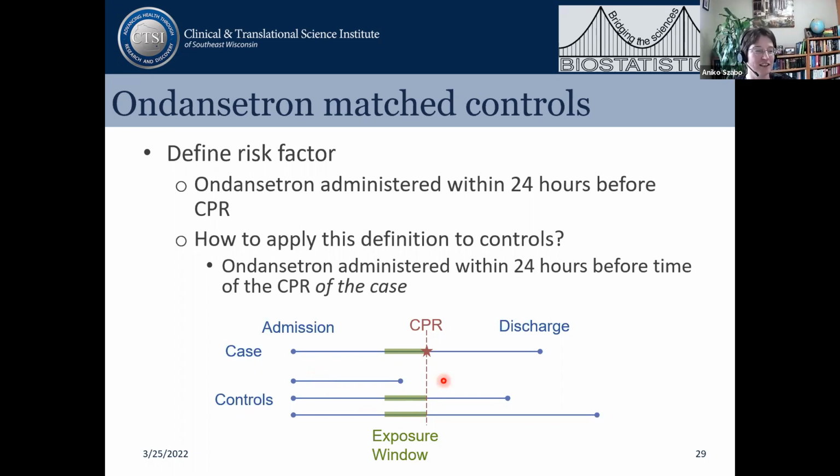So again, our predictor in controls would be the 24-hour window before the CPR time of the case. And so then we can compare, did they get ondansetron? Did they get ondansetron? And whether that predicts whether they're a case or control.